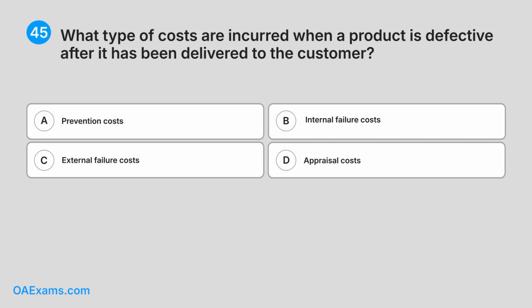A. Prevention costs. B. Internal failure costs. C. External failure costs. D. Appraisal costs. Can you guess the answer?